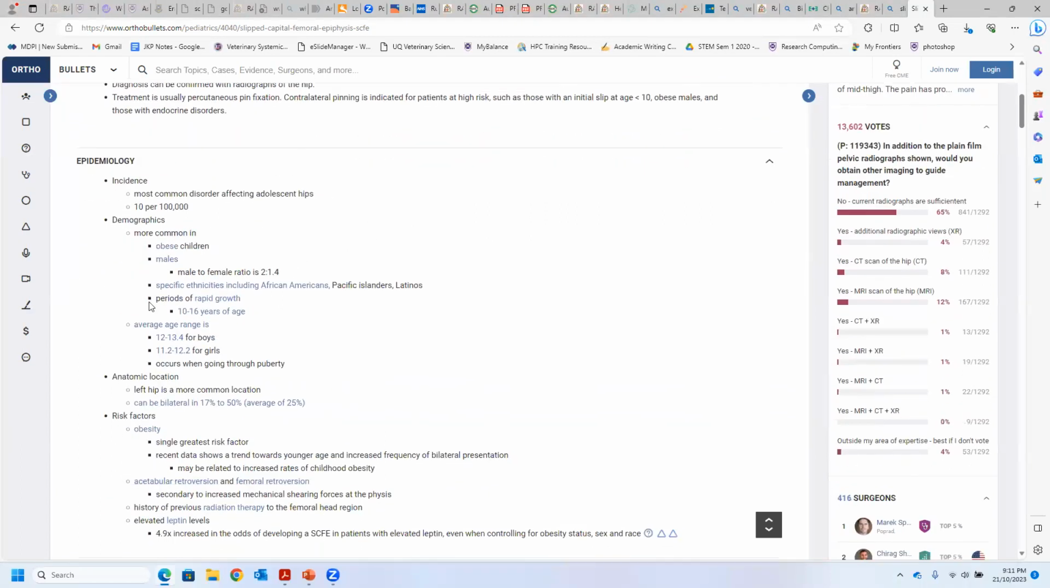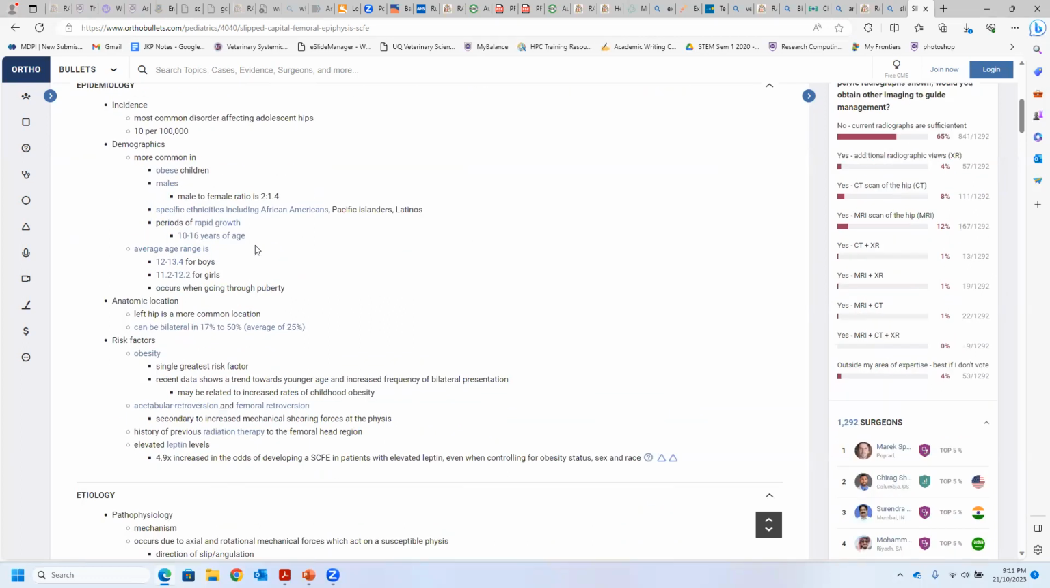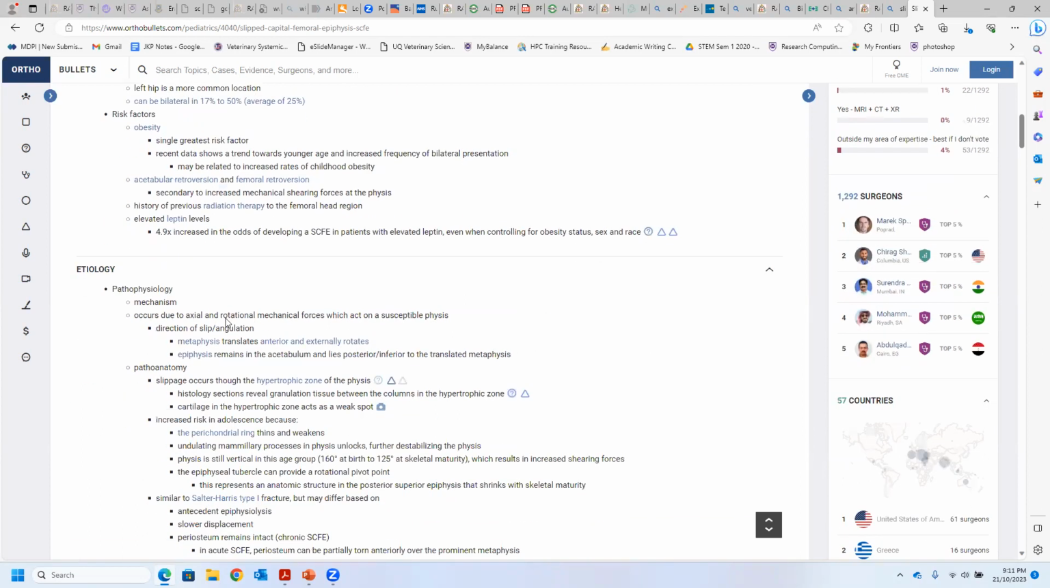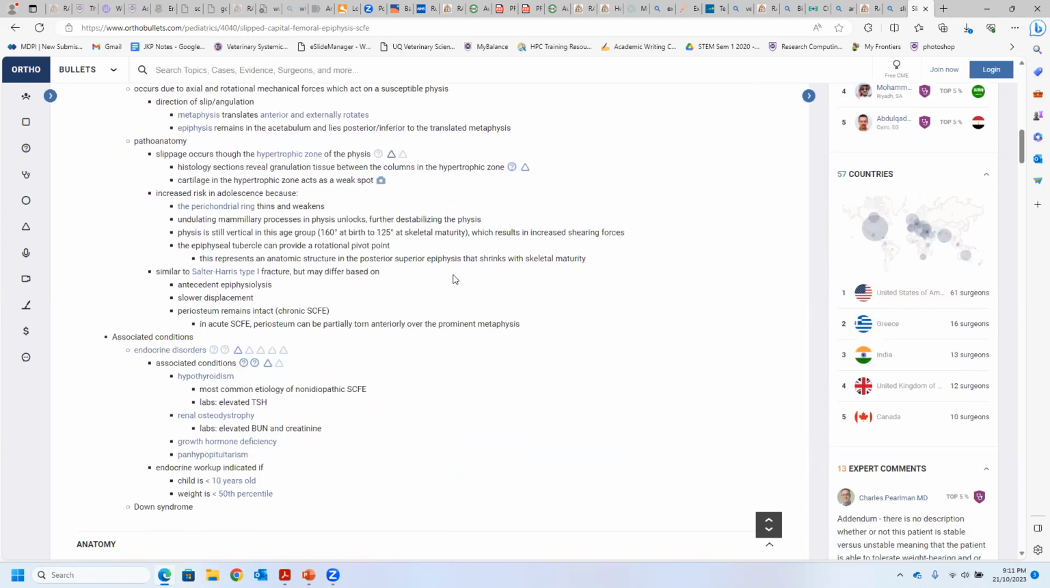Very common in obese children, male, African Americans, 10 to 16 years of age. Left hip is more common, but it cannot be said; it can occur in both. What are the risk factors? Obesity, acetabular retroversion, femoral retroversion. No need to know about the pathophysiologies.